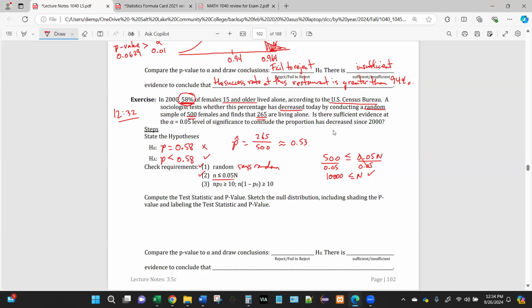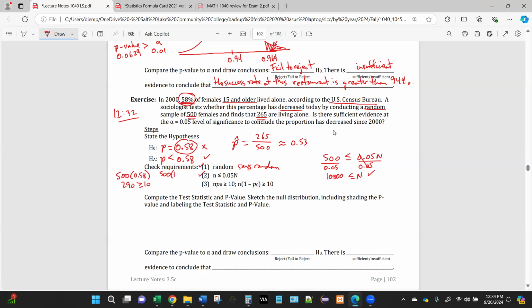And then we have to make sure we're expecting at least 10 successes and at least 10 failures under the null hypothesis. So again, and I can't stress this enough, do not use p hat here. You have to use the null value for p. So we go n, 500, times the null value of 58%. That gives us 290. So if the null is true, we're expecting about 290 of these females to be living alone.